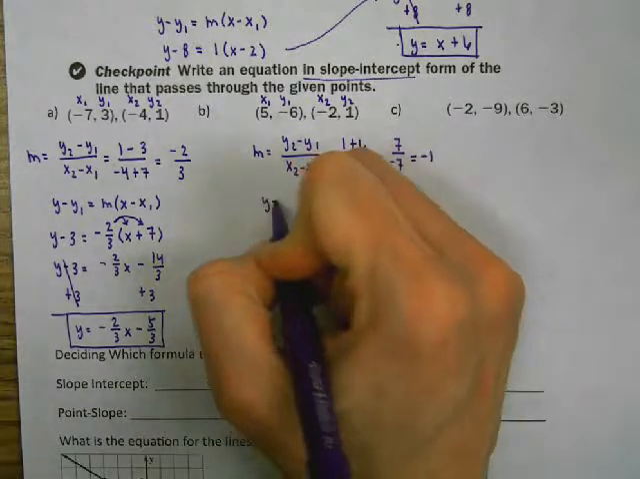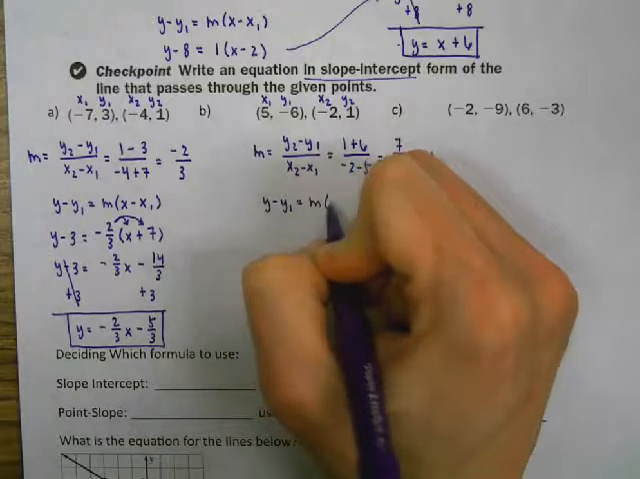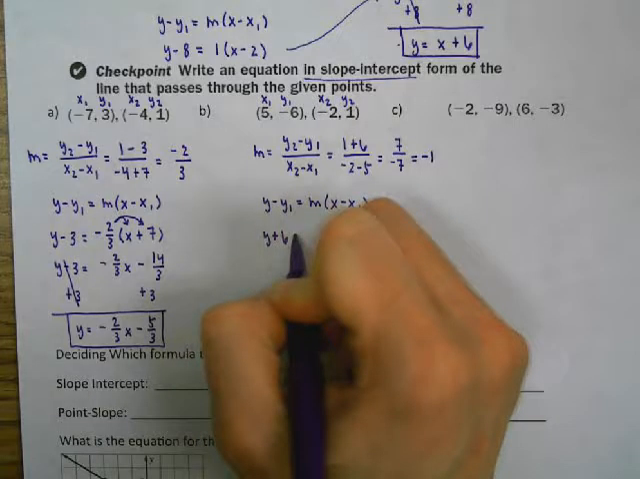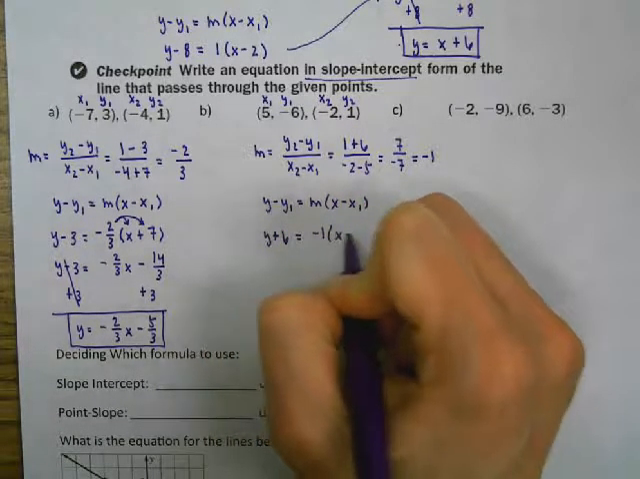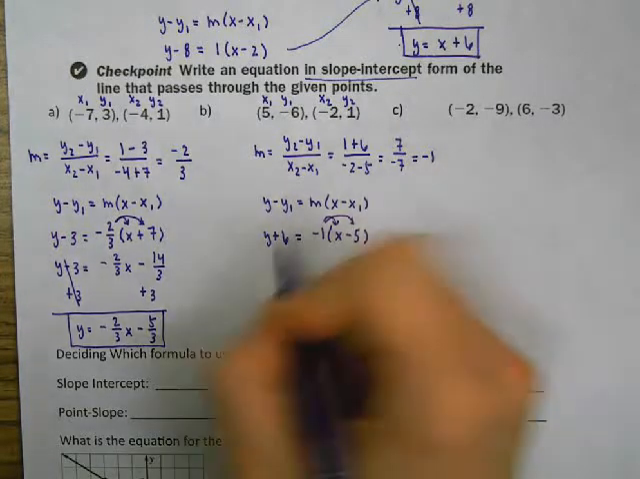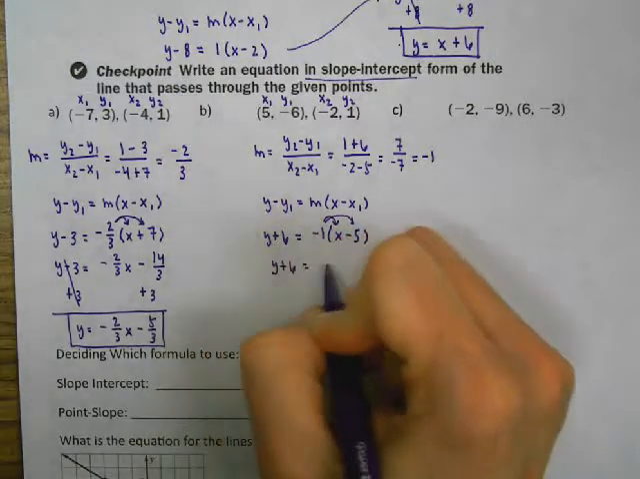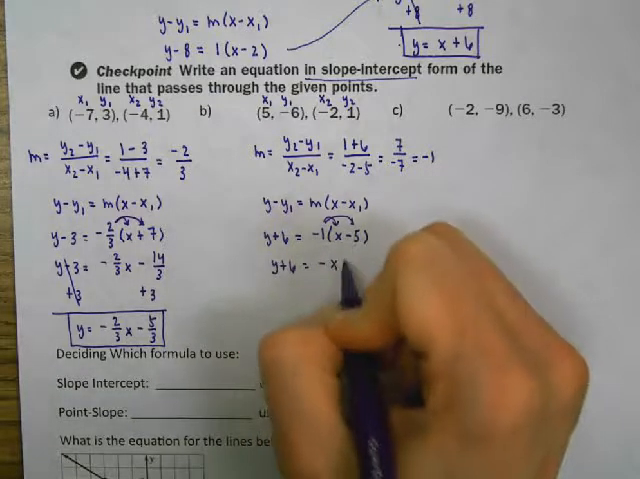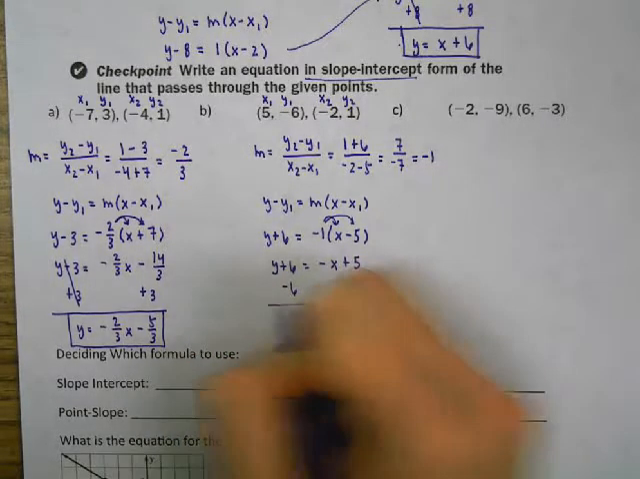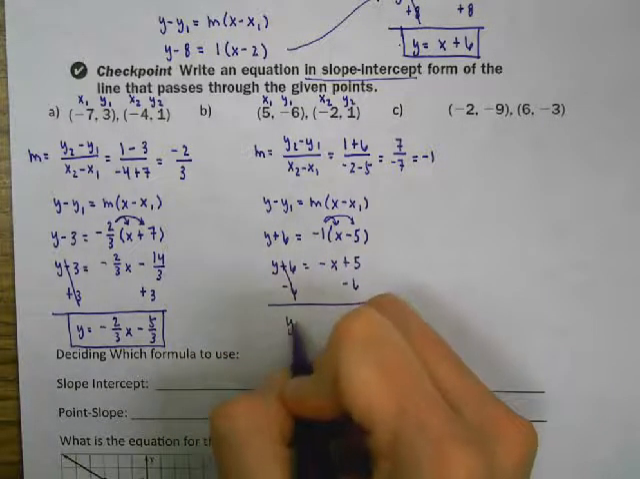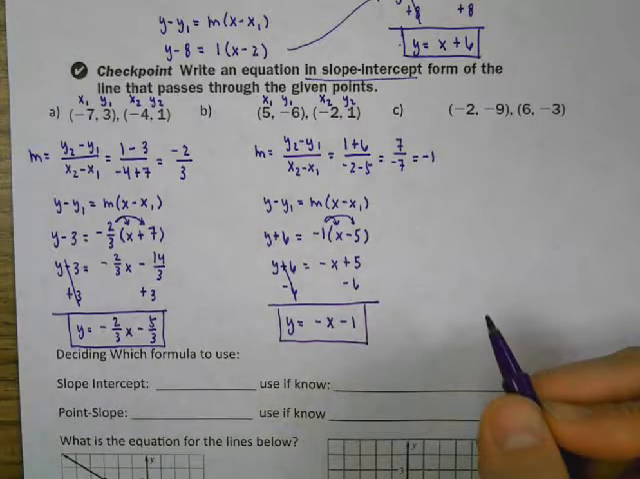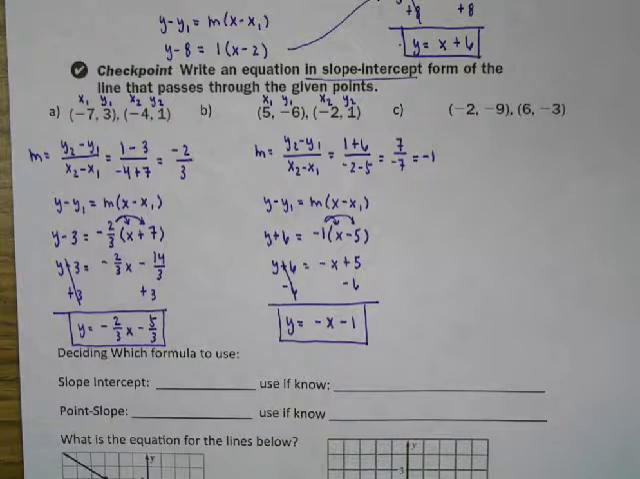And now I'm going to use my point-slope form to write the equation. So I have y plus 6 equals negative 1 times x minus 5. We're going to get rid of those parentheses by distributing the negative 1. So I have negative x, and that negative times a negative turns into a plus 5. The last thing I need to do is subtract 6 from both sides, and I get y equals negative x minus 1. And there's my equation in slope-intercept form.